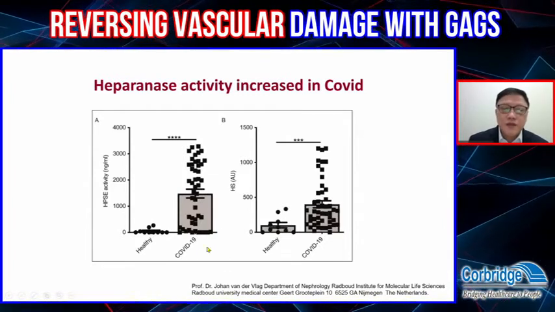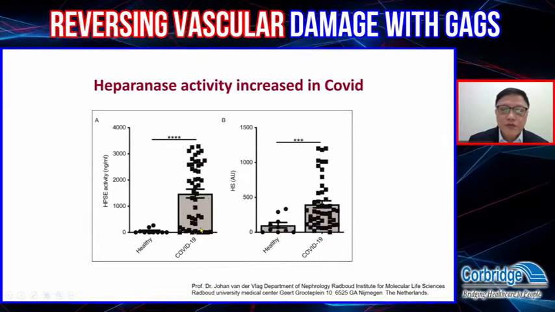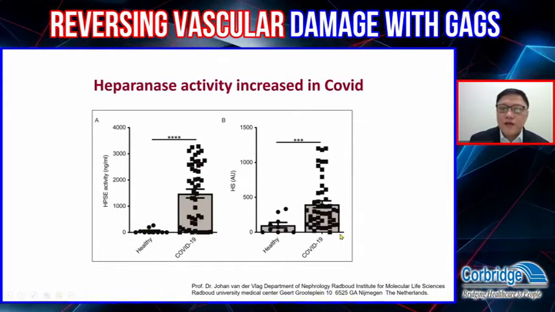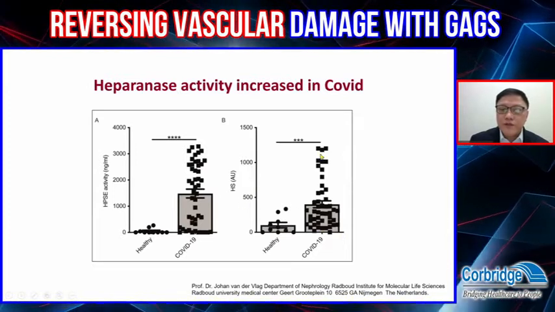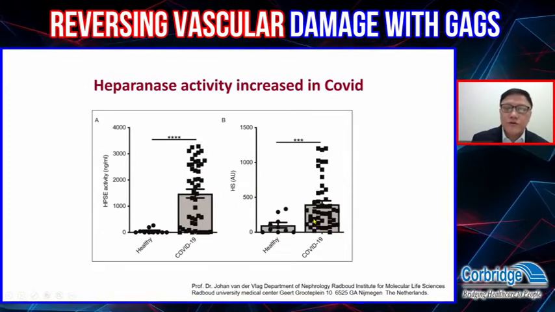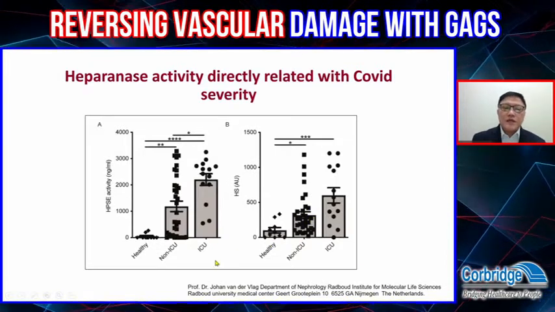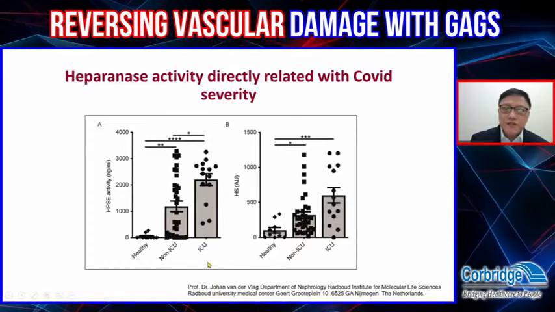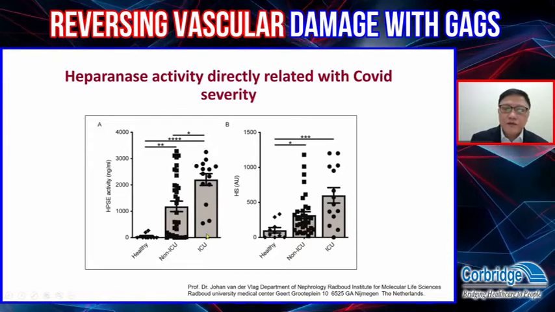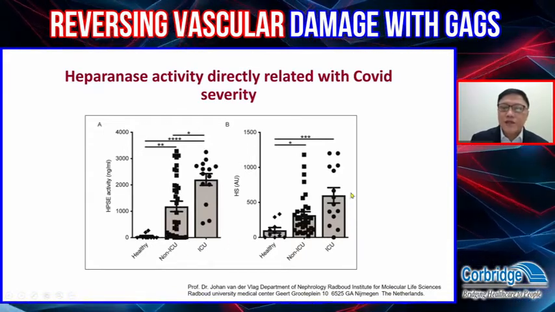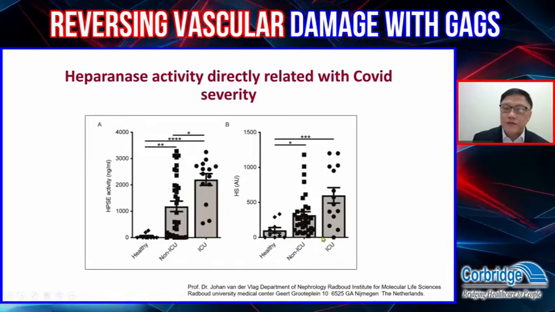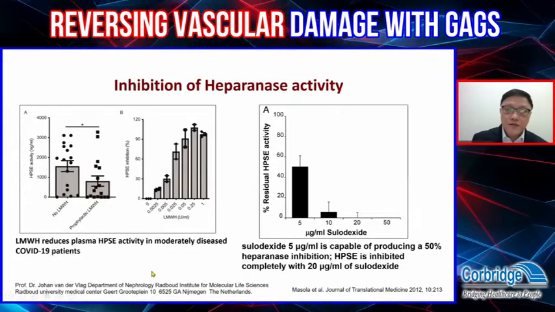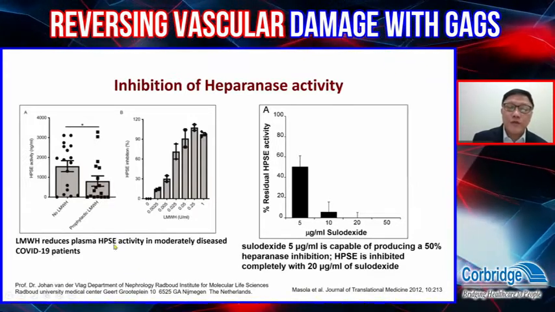Look at the activity of heparinase, very much increased in COVID compared to healthy individuals, and the heparan sulfate level is also very much increased. And look, the more severe the COVID is, the higher the level of heparinase activity and the level of heparan sulfate. Now, there were studies related to this with the use of low molecular weight heparin.